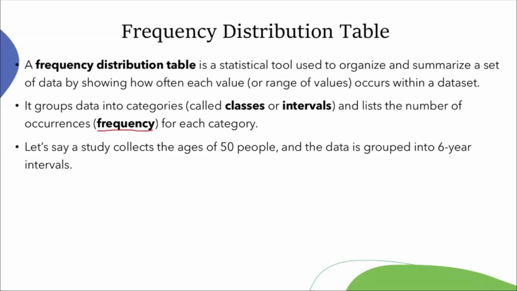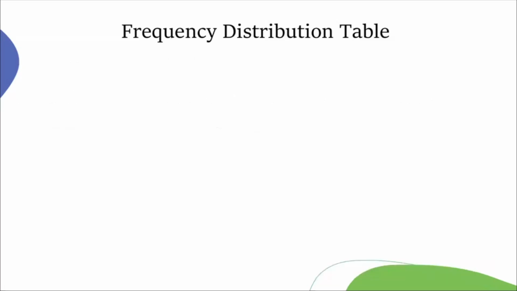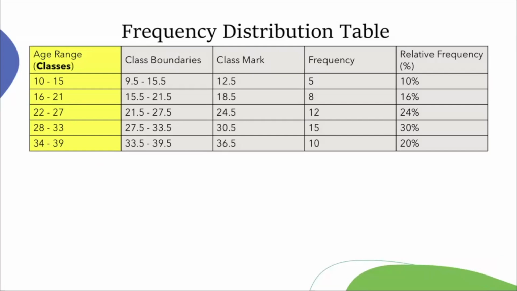Let's say a study collects the ages of 50 people, and the data is grouped into 6-year intervals. This is what a frequency distribution table looks like when it's completed. We have columns for classes. In this example, the classes represent age range, and we have a column for class boundaries, class mark, frequency, and relative frequency. So I'm going to first start talking about the first column. After I completely explain the frequency distribution table, we are going to build one from scratch.